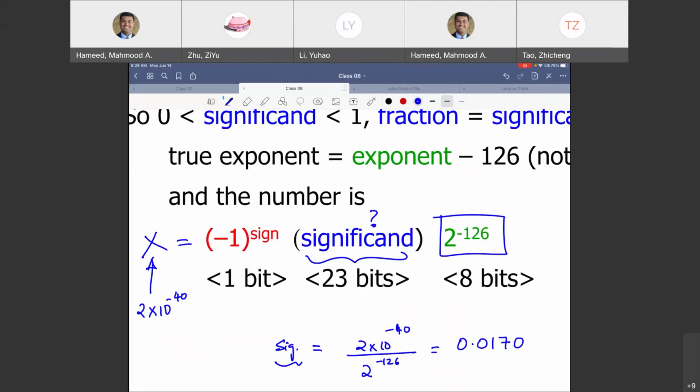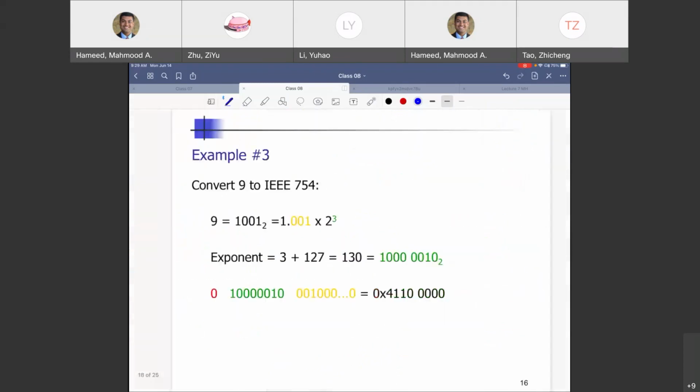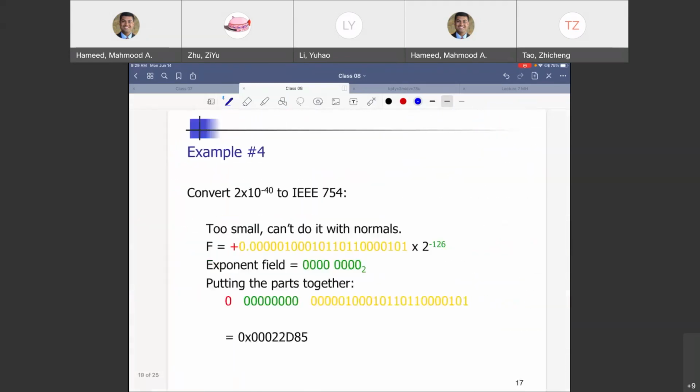I would need to convert it into 23 bits. You guys know how to convert a decimal number to a binary number. You keep multiplying it by 2, record the integers. Multiply by 2, record integer, multiply by 2, record integer, and so on. You'll have to evaluate 23 bits of that. Once you do that, that's how you get this.